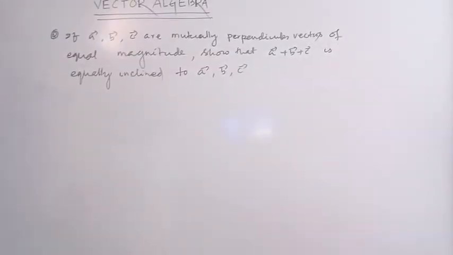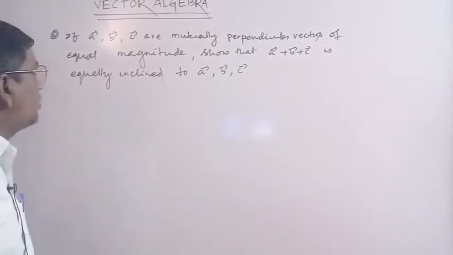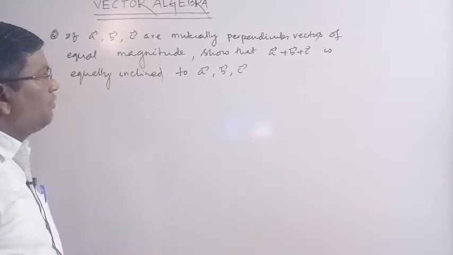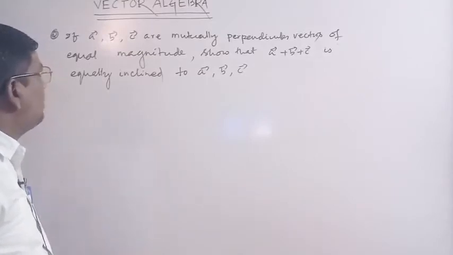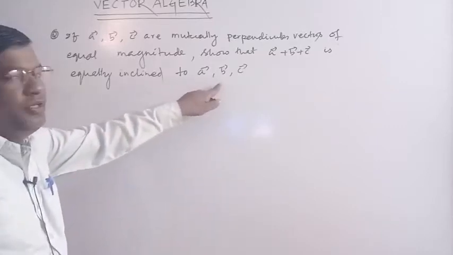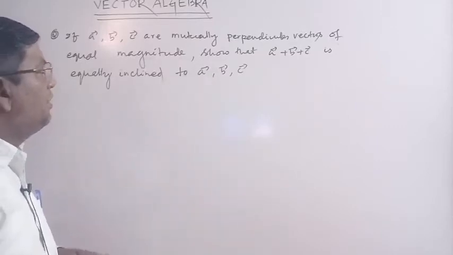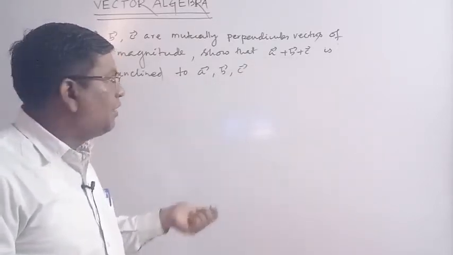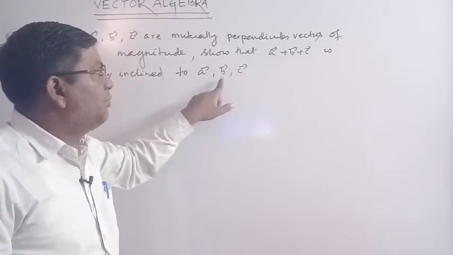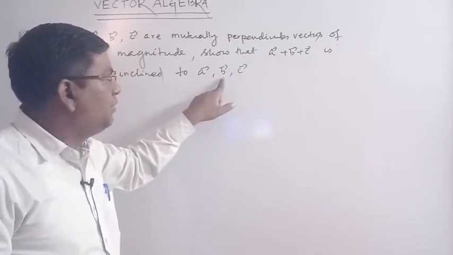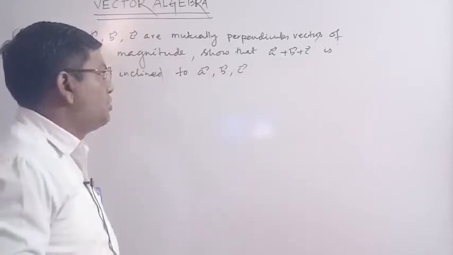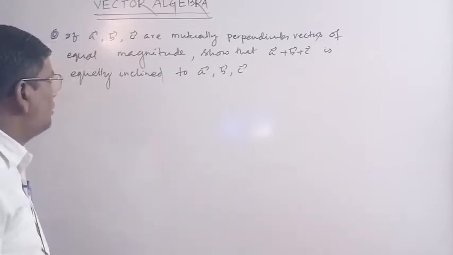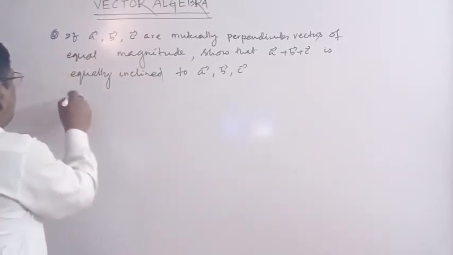Now the question is, if A, B, C are mutually perpendicular vectors of equal magnitude, so that vector A plus vector B plus vector C is equally inclined to the vectors A, B, C. That means the angle between A plus B plus C and A is alpha. Suppose the angle between A plus B plus C and B is beta, and the angle between A plus B plus C and C is gamma. We have to prove alpha is equal to beta is equal to gamma. This is our aim. So solution is what?